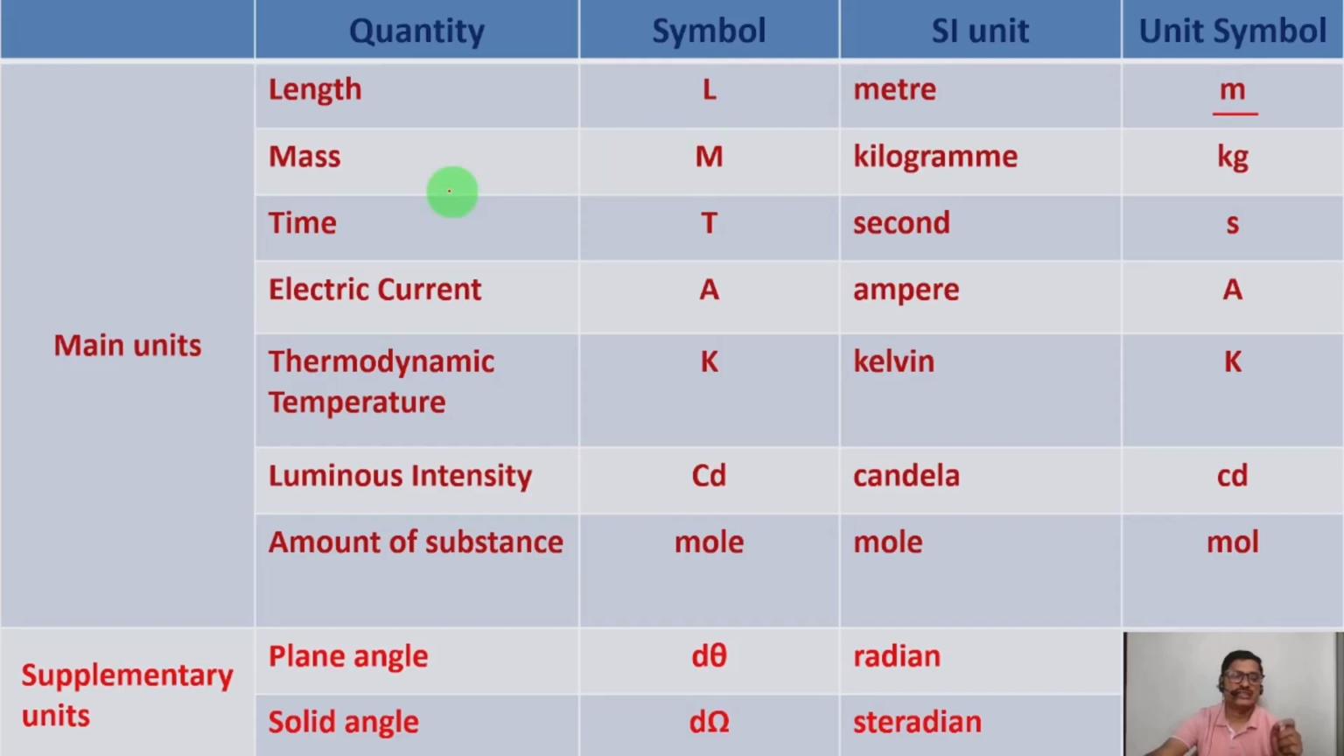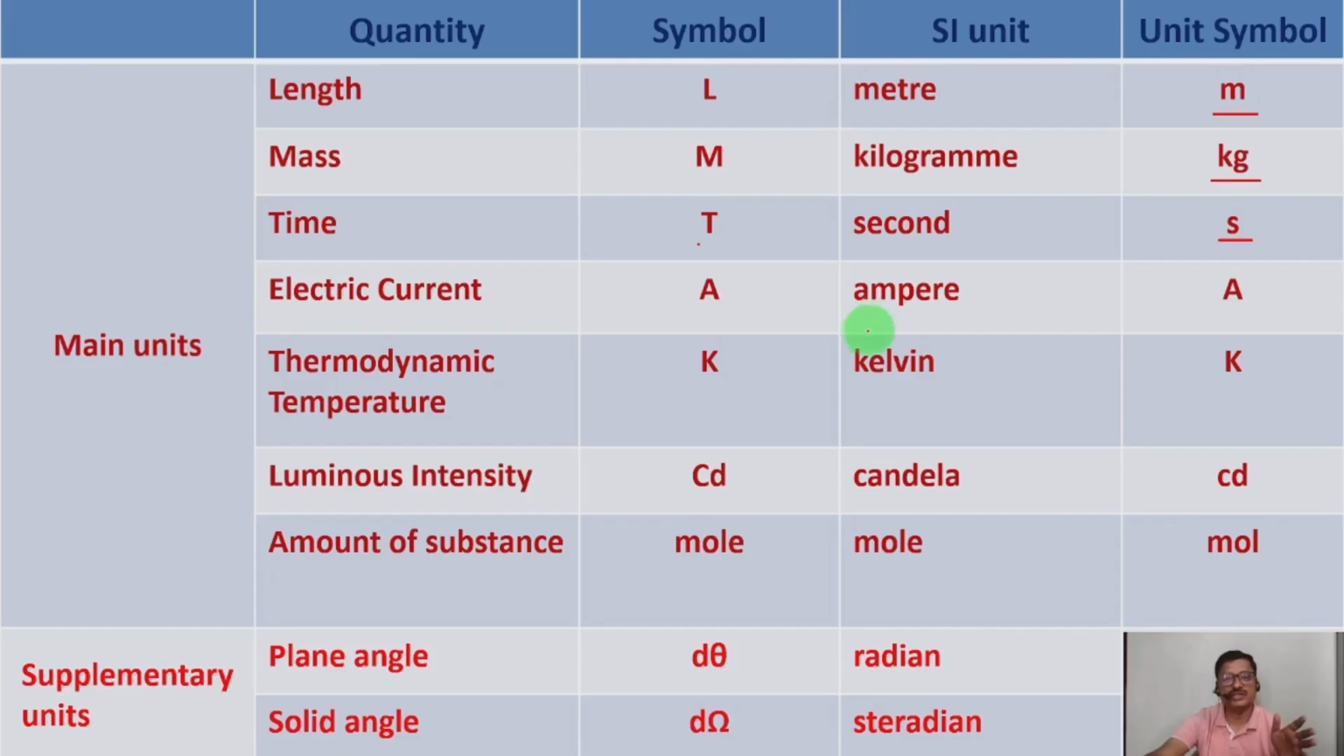That is the length. The second one is mass, a physical quantity. The amount of matter is the mass, its symbol is m, and it is measured in the SI unit kilogram, with unit symbol kg. The mass of any commodity or any solid or liquid material, we measure in terms of kilogram. Time: its symbol is t, and it is measured in second, unit symbol s.